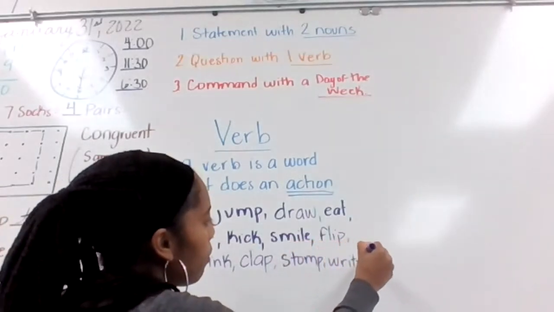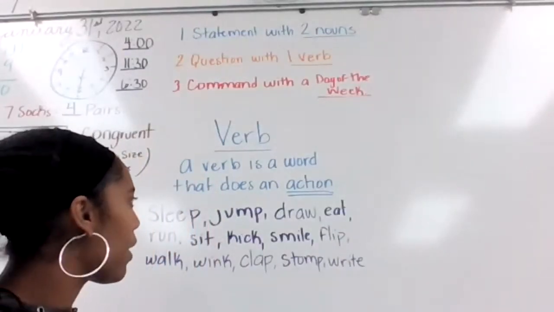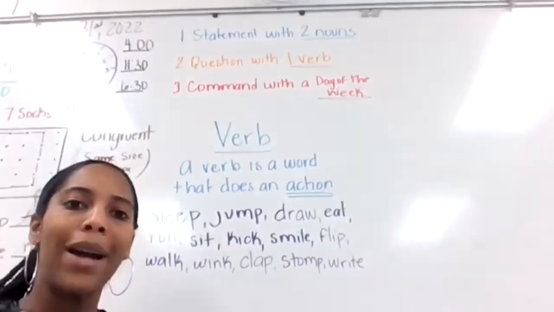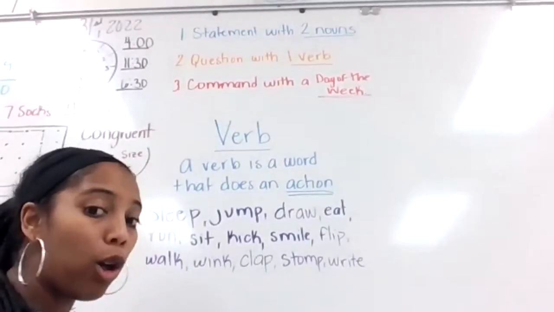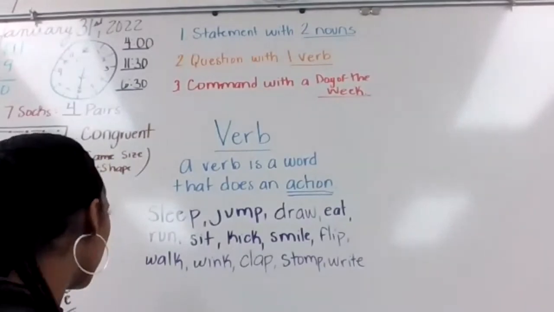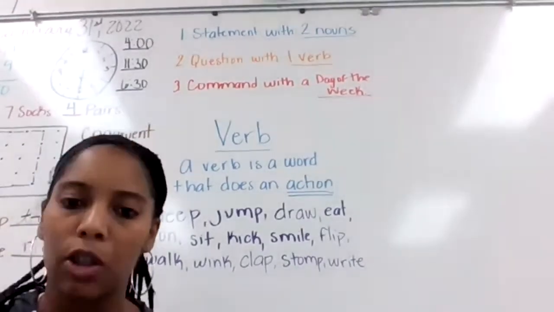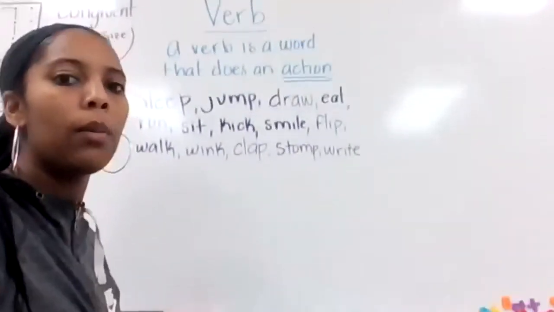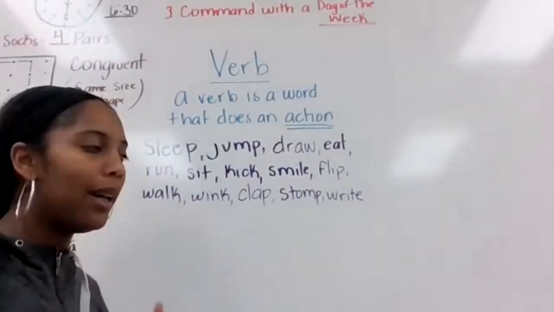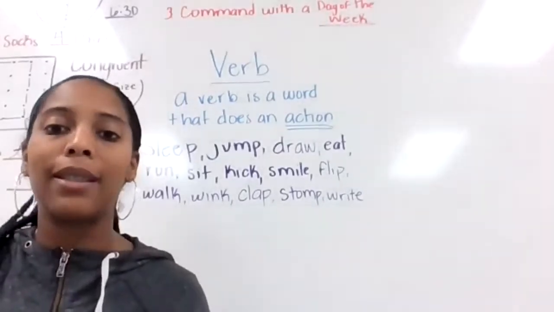Okay, and there's a ton more we can write. So these are some examples of action verbs. Remember, an action verb is a movement. If it requires you to move in some kind of way, it's called a verb. So sleeping is a movement. Jump, draw, eat, run, sit, kick, smile, flip, walk, wink, clap, stomp, write. All of these are action words. So tomorrow we're going to use some of these action words and put them inside of sentences. That's what our lesson will be this week: adding verbs inside of sentences.